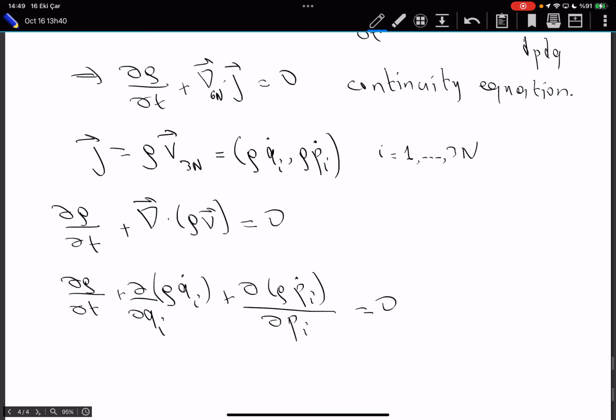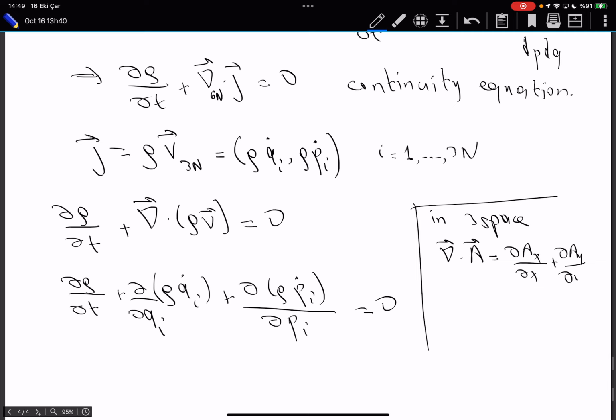You see, in three-dimensional space, the divergence of any vector was d a_x by dx plus d a_y by dy plus d a_z by dz. Here in this 6n dimensional space, the components are q_i and p_i. That is why if I take the q_i component of the velocity, it is this one. I'm taking the derivative with respect to q_i. The p_i component of the velocity is this one. I'm taking the derivative with respect to p_i.